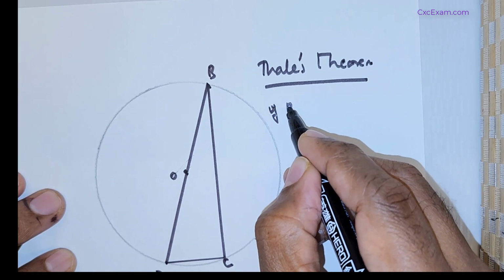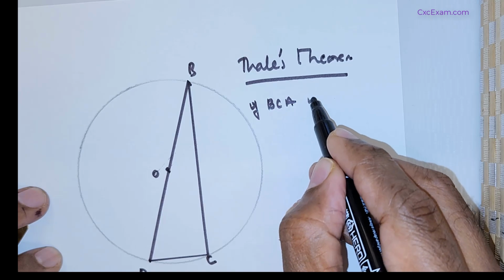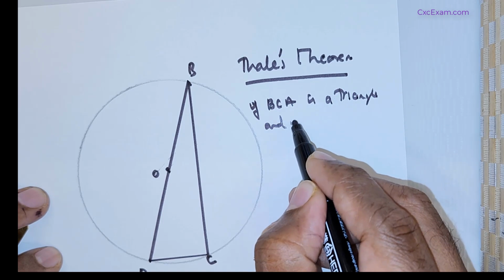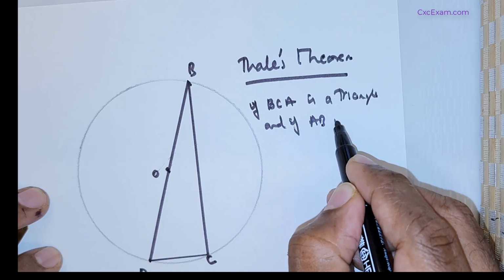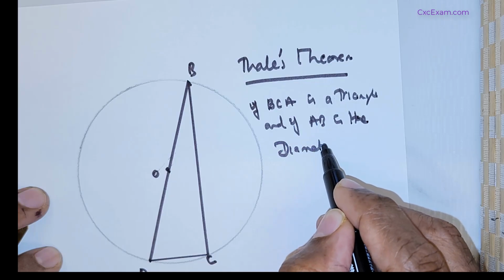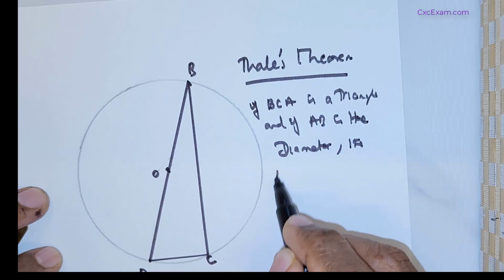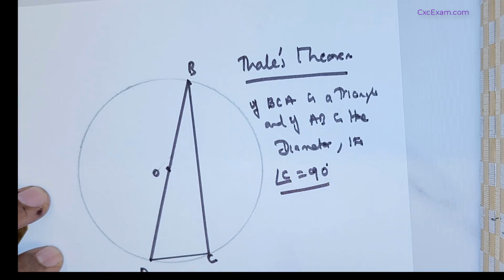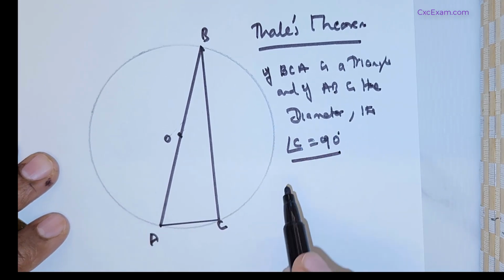If BCA is a triangle and if AB is the diameter, then angle C should be 90 degrees, right?